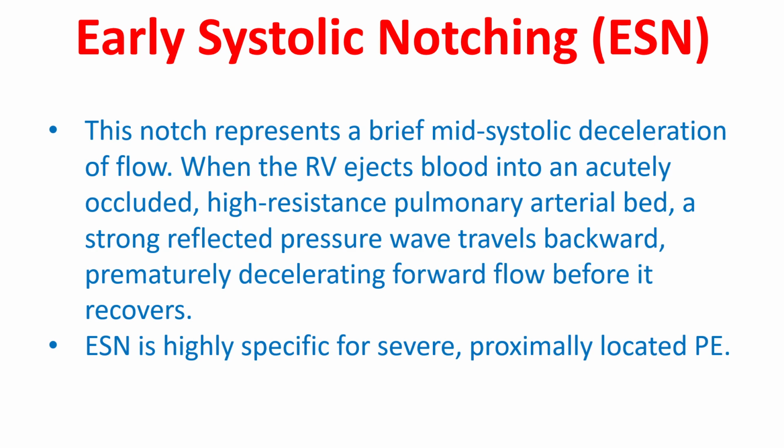When the RV ejects blood into an acutely occluded high-resistance pulmonary arterial bed, a strong reflected pressure wave travels backward, prematurely decelerating forward flow before it recovers. The early systolic notch is highly specific for severe proximally located pulmonary embolism.